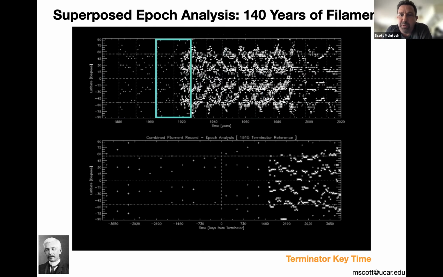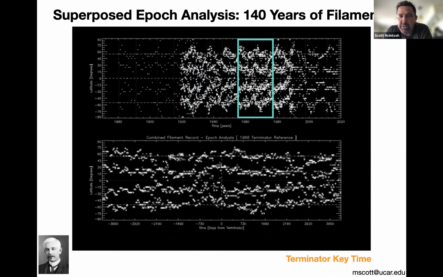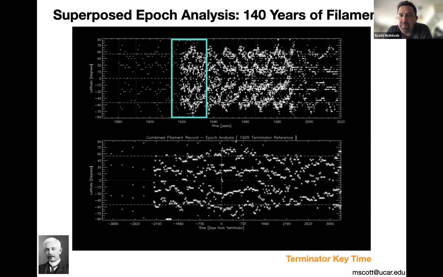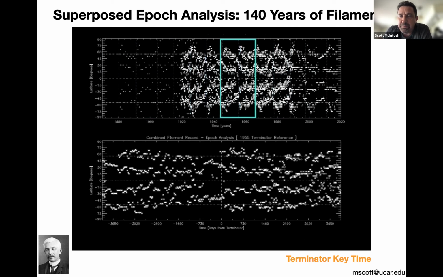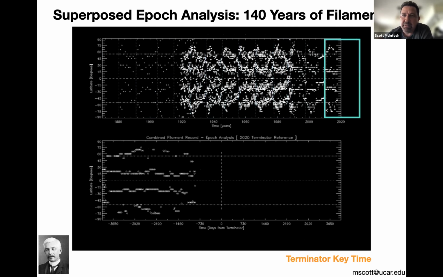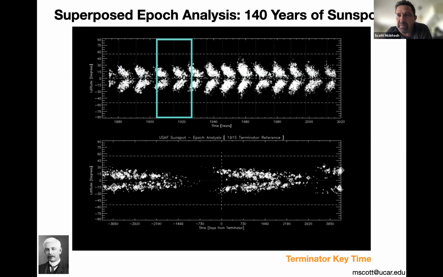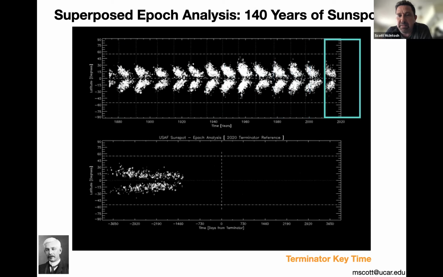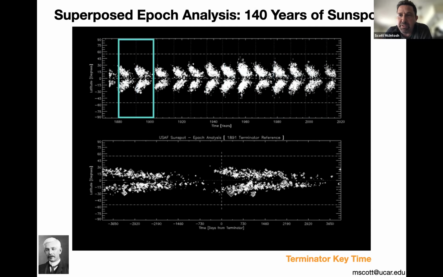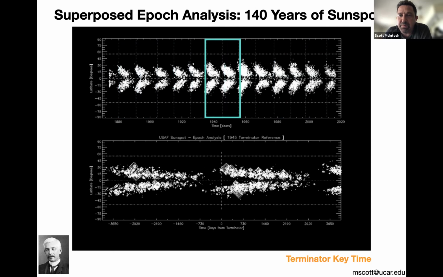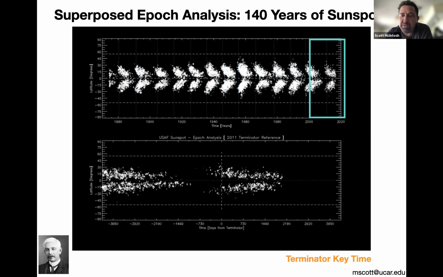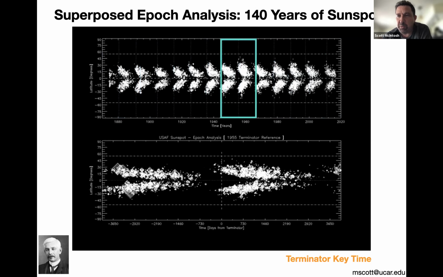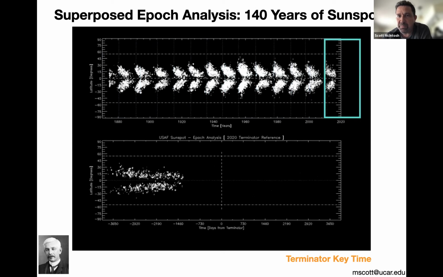If I take my 140 years of filaments and do exactly the same analysis, they stack up. So all of these things are tracking the Hale cycle, except for one. So to repeat this analysis with sunspots, and what do you see? Sunspots are collapsing statistically, but they only form half of the picture.